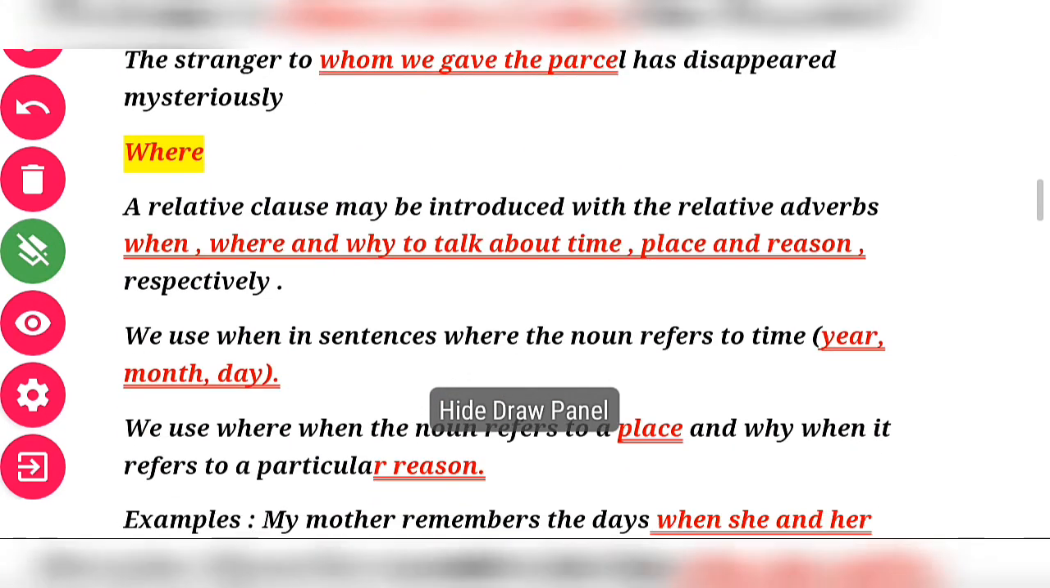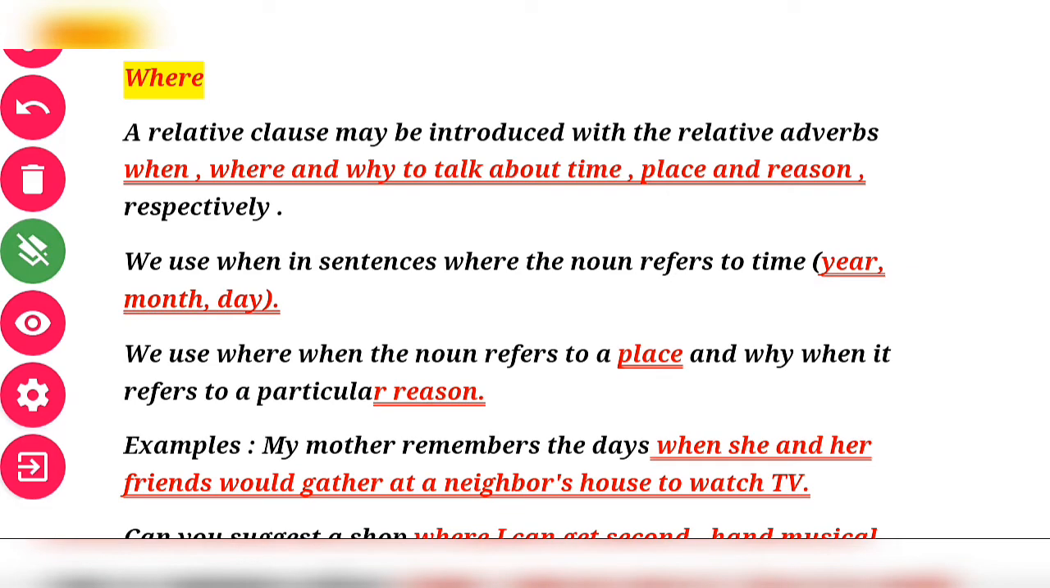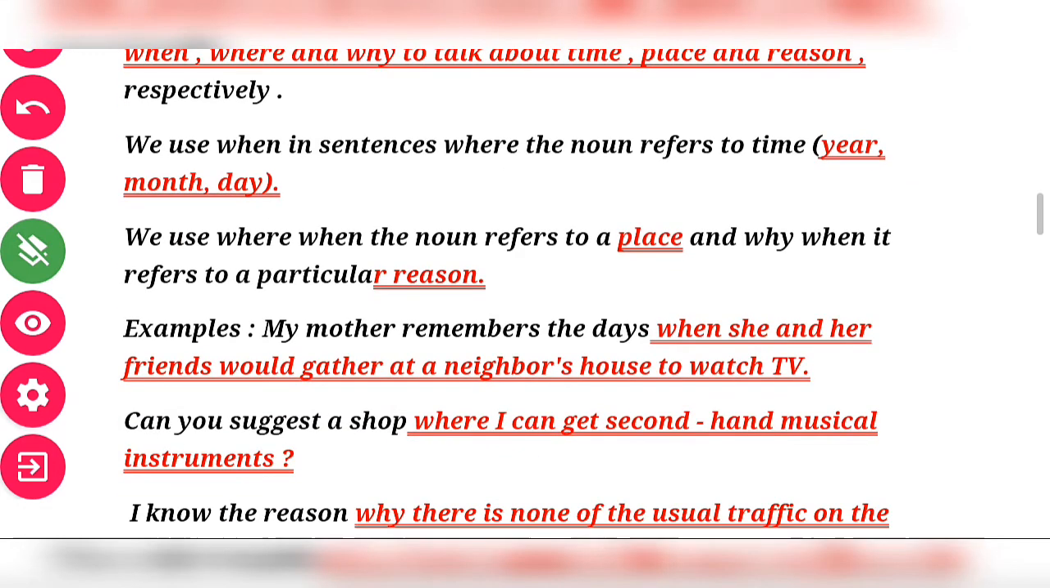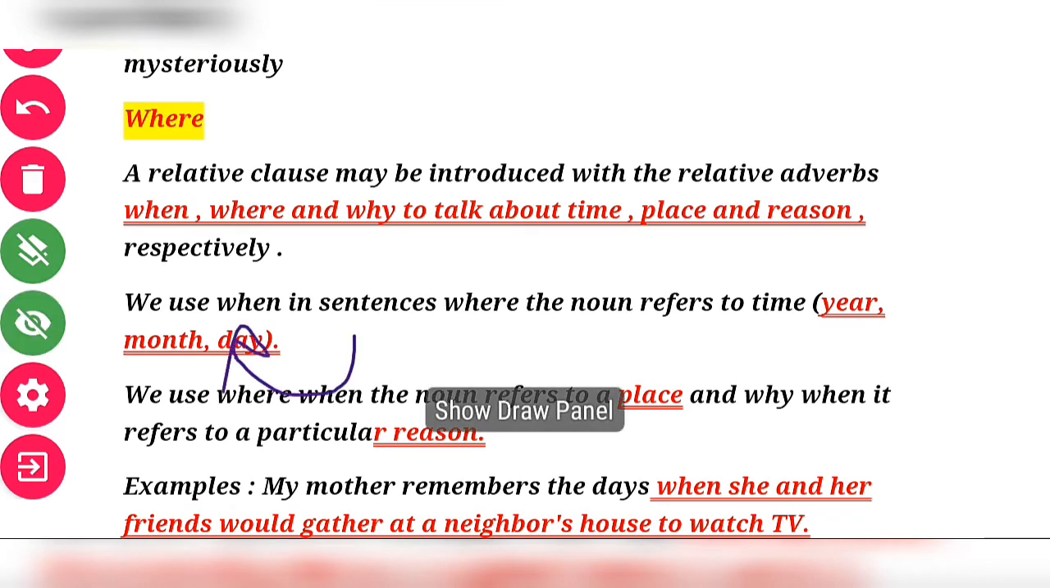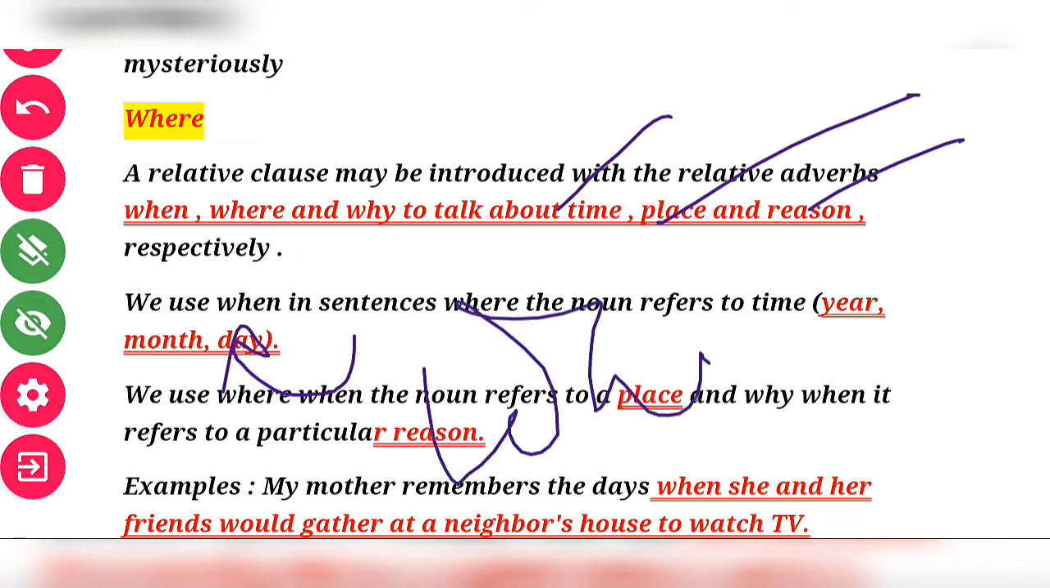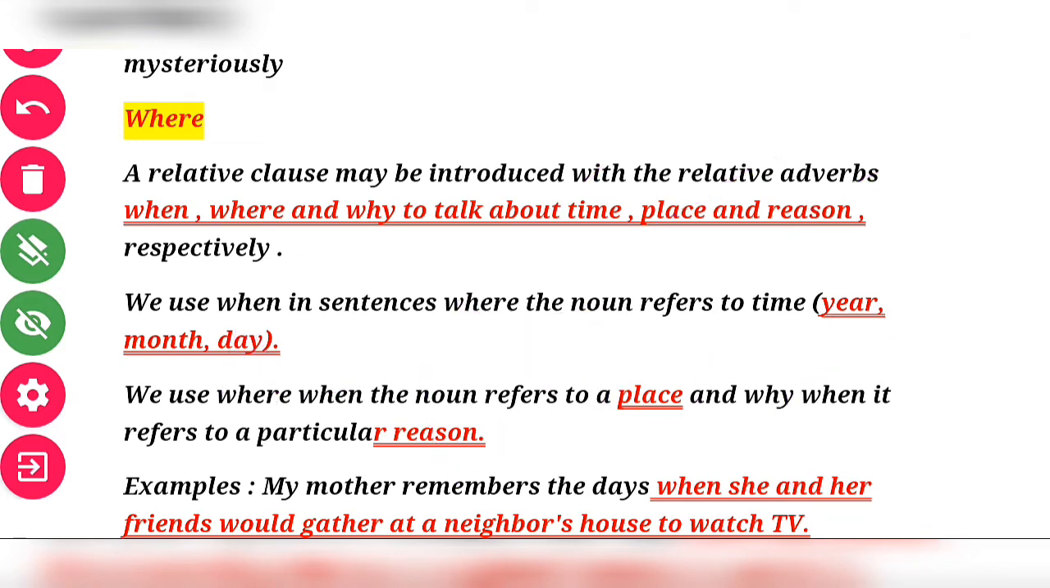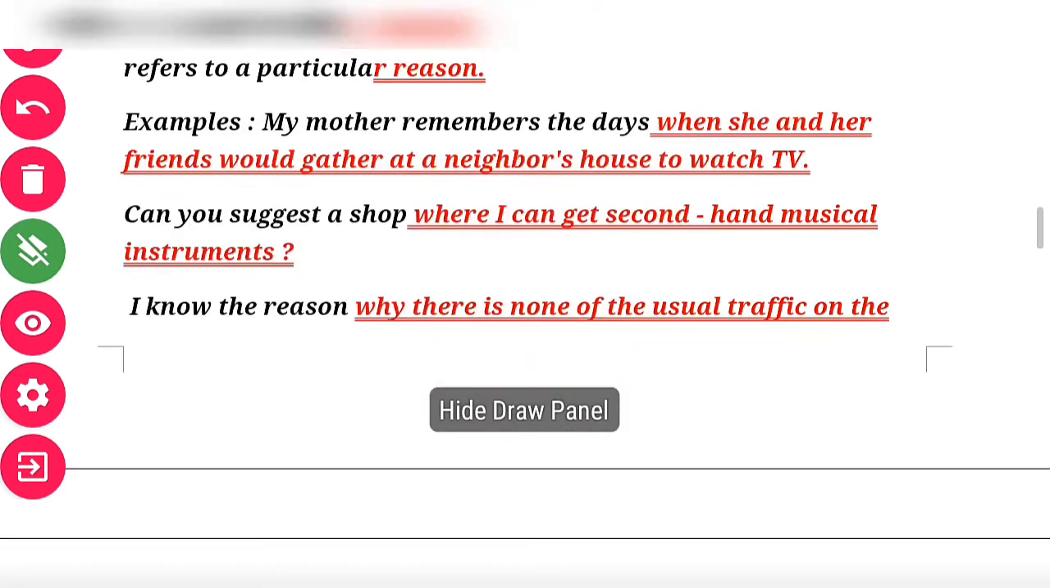Clear. Where. A relative clause must be introduced by a relative adverb like when, where, or why to talk about time, place, and reason. So when we have to talk about time, we use when. When we have to talk about place, we use where, and for reason, what do we use? Why. Clear? This is the explanation of what I already explained.